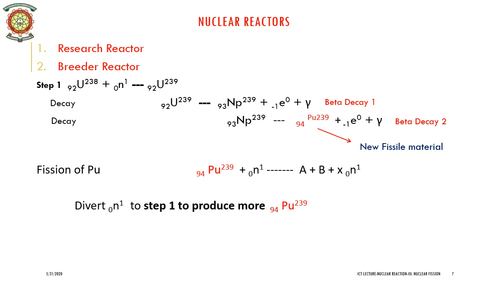Number 1, research reactors. These reactors are mainly used to supply neutrons as well as radiation such as X-rays, gamma rays, etc.